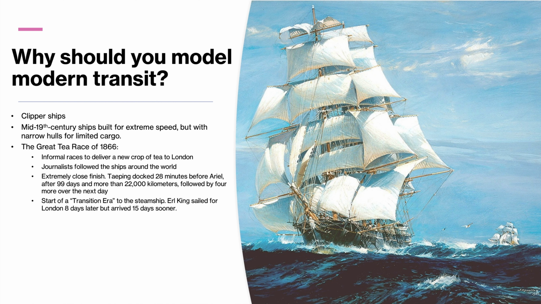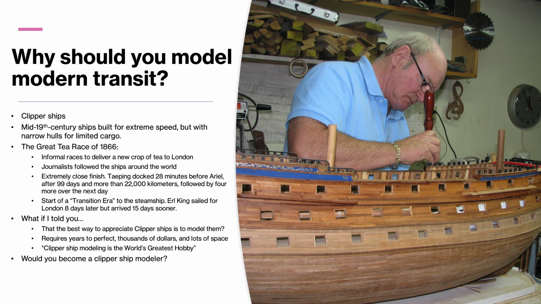Over a journey of 99 days and more than 22,000 kilometers, the winning ship Taiping docked a mere 28 minutes before Ariel, and the other 4 ships arrived in the next day. But unfortunately, this was also the start of a transition era. The steamship Earl King sailed for London 8 days after the clipper ships left, but arrived 15 days sooner. So what if I told you that the best way to appreciate clipper ships is to model them?